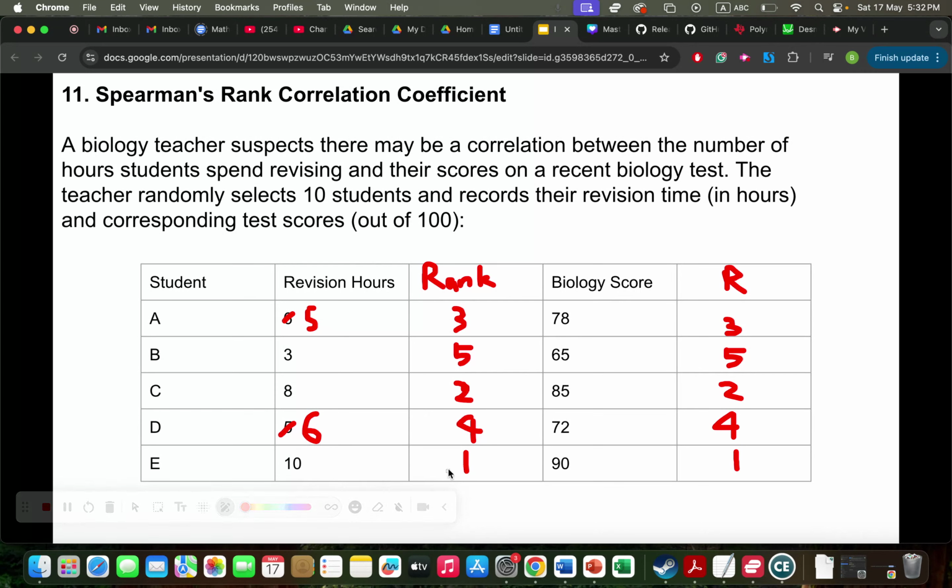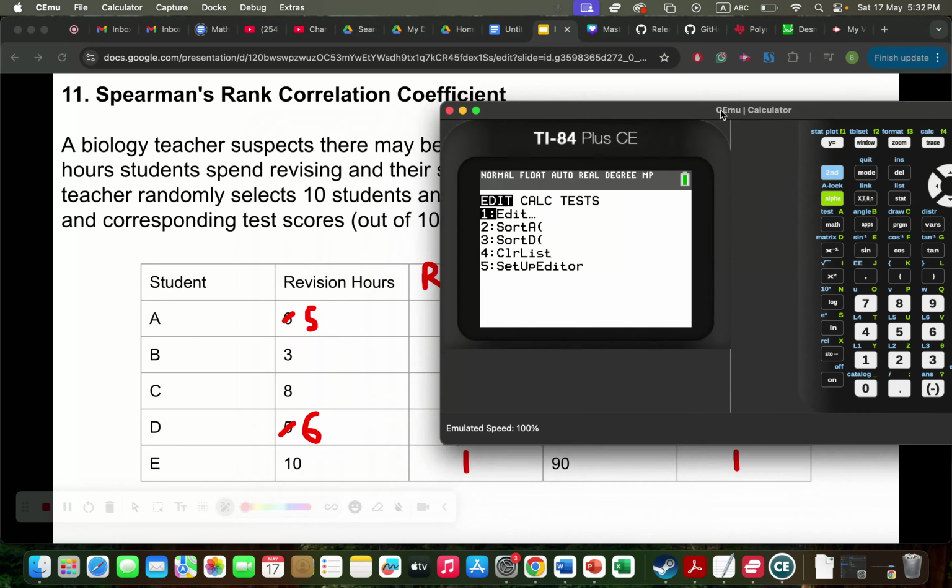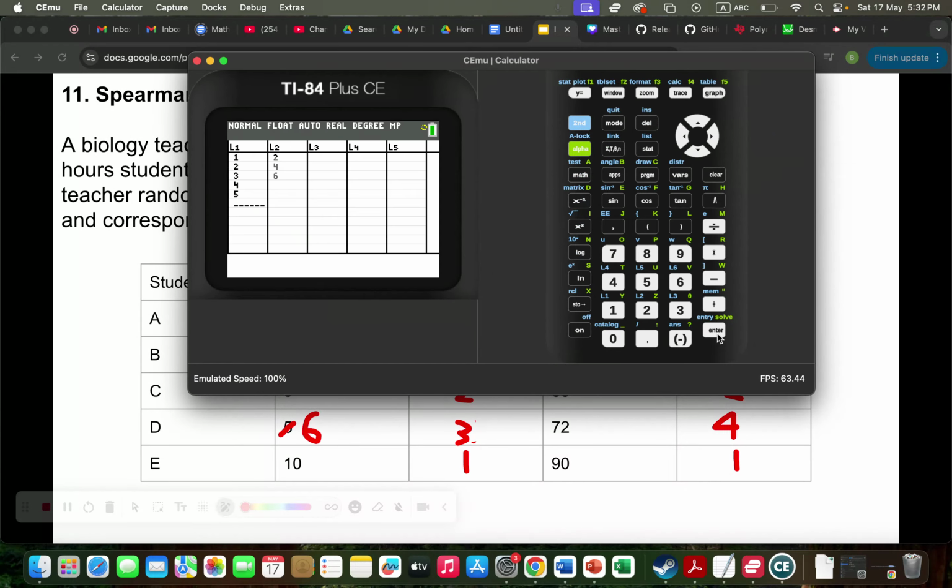So this will be 1, this will be 2, then this should be 3, then this will be 4. Let's just change this as well. Okay, all right, then what I want to do now on the calculator is put the ranks onto the calculator. So I'm not putting the raw data. Instead, I'm just going to put in the ranks.